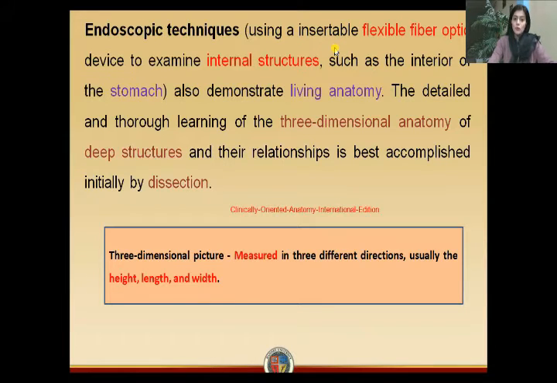So basically you are analyzing the living anatomy by utilizing this technique. You are not analyzing dead bodies. So what is the significance of this endoscopic technique? By this technique, you will get the three-dimensional structure. You will get the image of the deep structures.